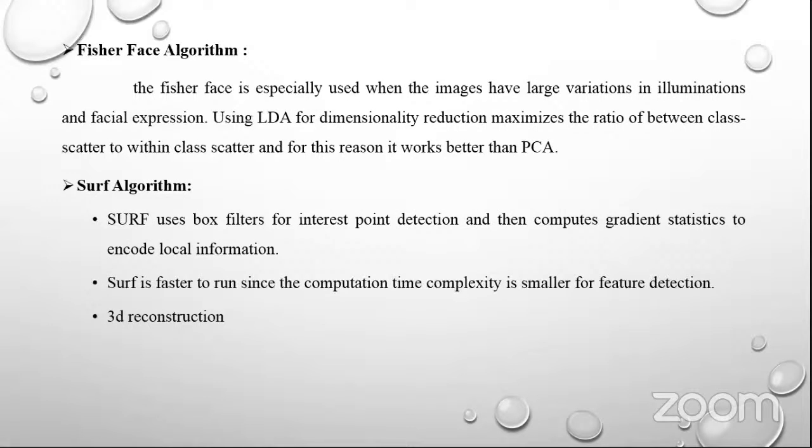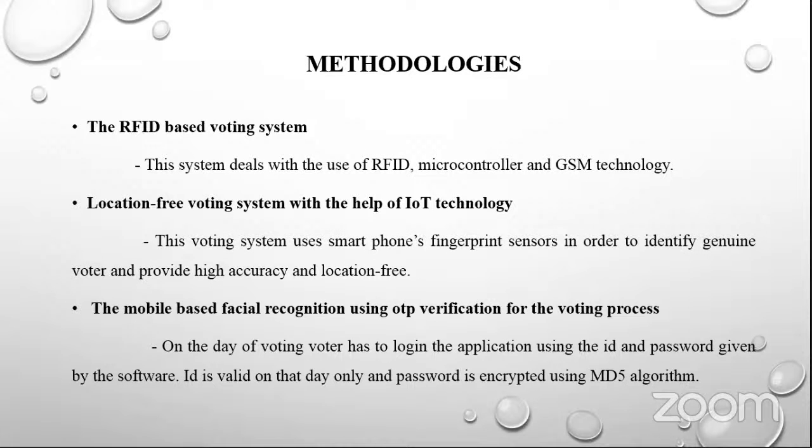Then the SURF algorithm, the speeded up robust features algorithm. It undergoes three comparisons of images: feature detection, finding orientation, and feature description, for reconstructing 3D images of the face. Coming to the methodologies, the RFID based voting system: radio frequency identification deals with the microcontroller and GSM technologies for the verification of a voter ID. If the voter ID matches, it sends an OTP from the GSM module.